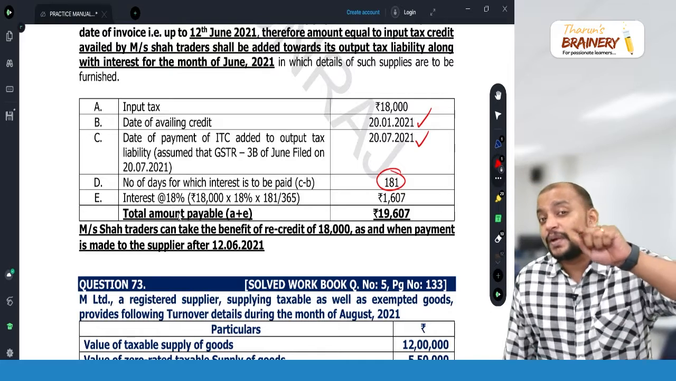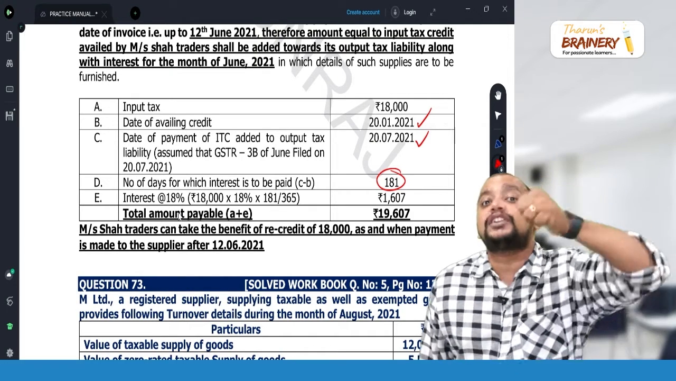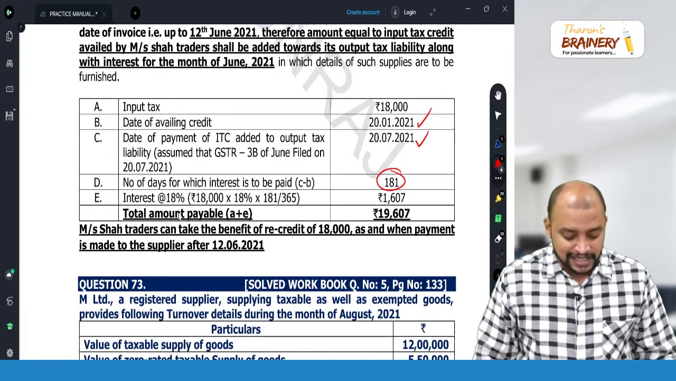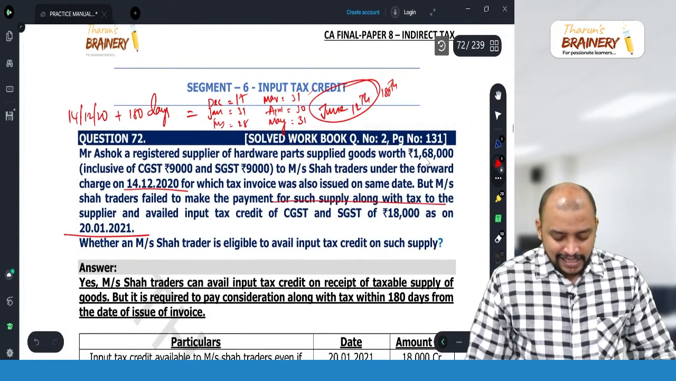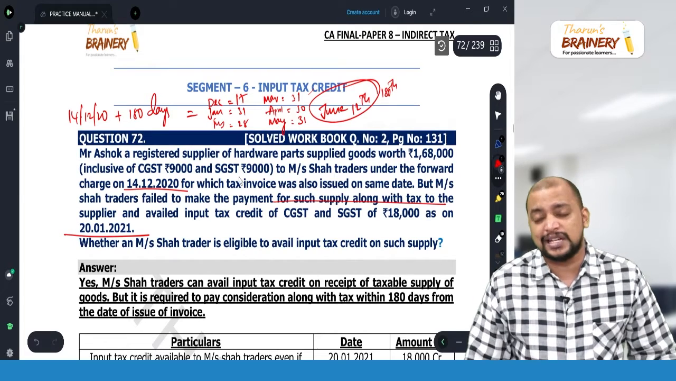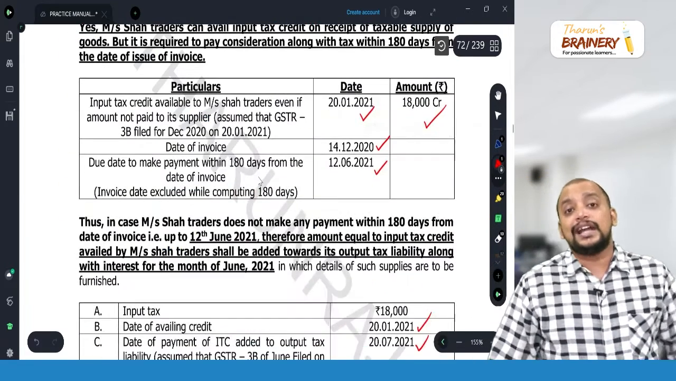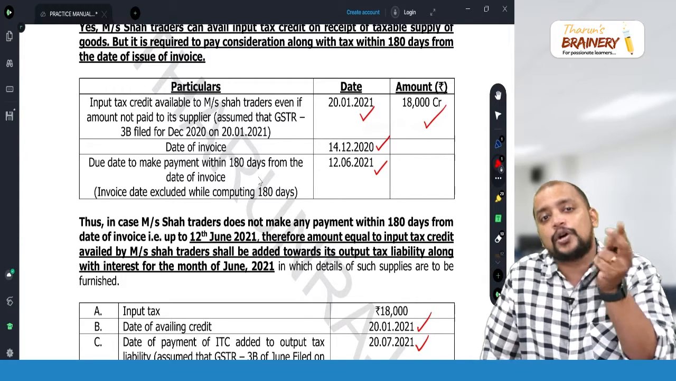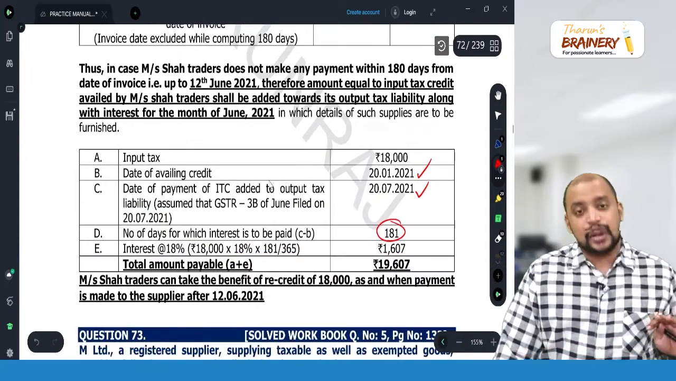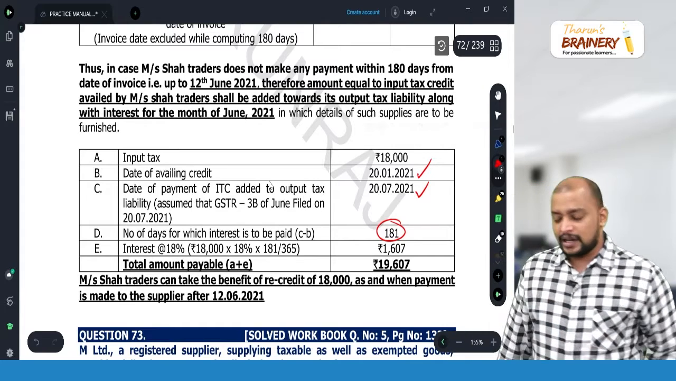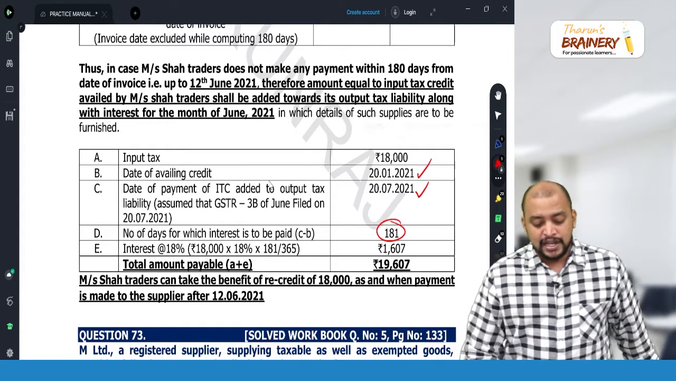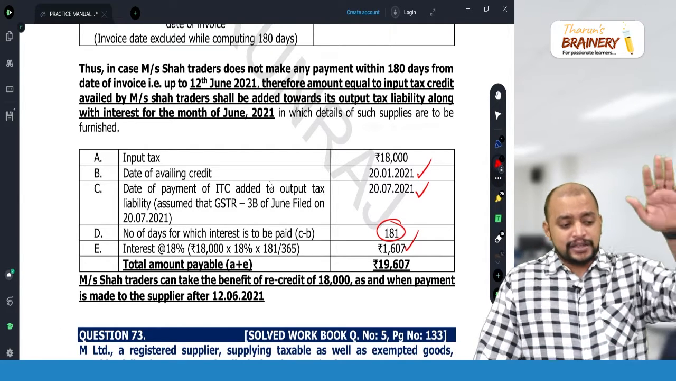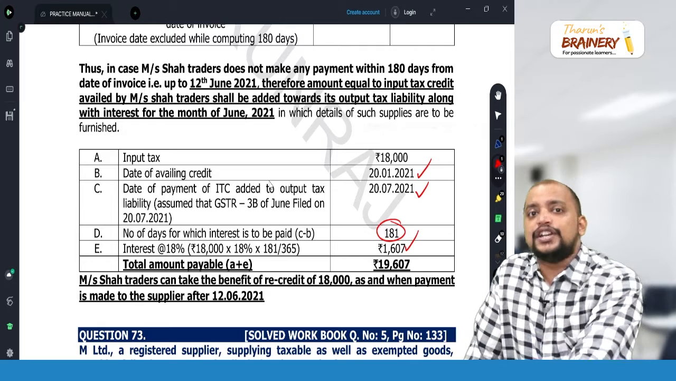Interest is payable to the government on what? On GST. How much ITC has this person taken? 18,000. So 1,68,000, CGST 9,000, SGST 9,000 means 18,000. On that 18,000 interest is computed. Interest is not computed on value plus tax. Interest is computed on the tax component which is taken as ITC. So 18,000 into 18% into 181 divided by 365. So 1,607. Therefore, 18,000 needs to be reversed and 1,607 needs to be paid as interest.